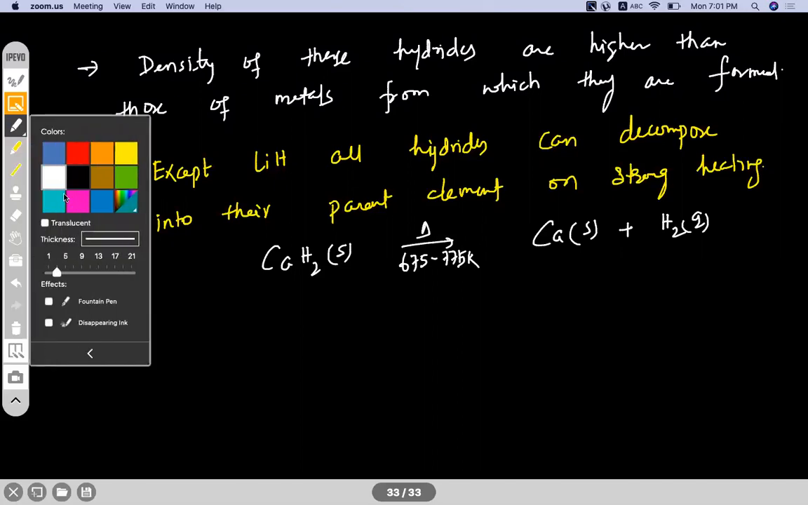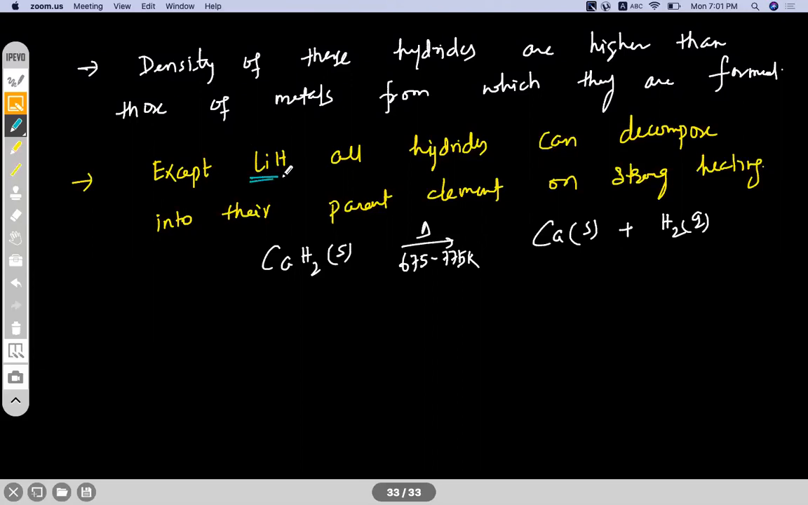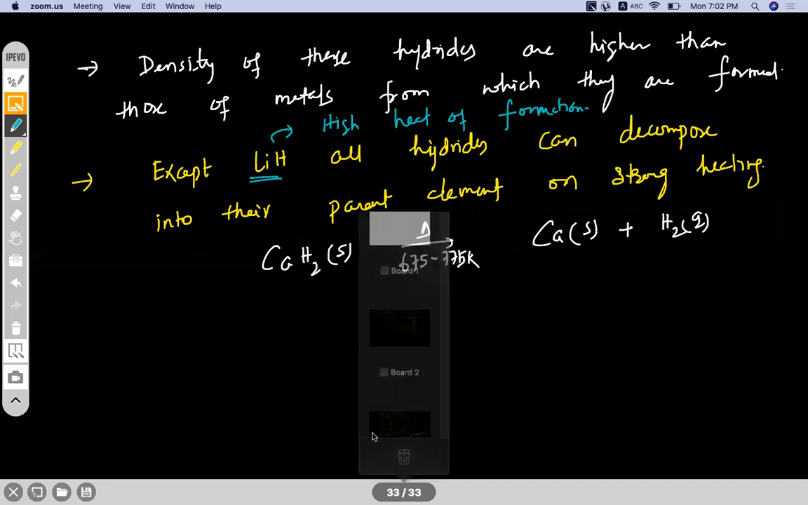LiH won't decompose since it has a very high heat of formation. Hence it is difficult to dissociate, because of the smallest size in the group. That's why lithium shows abnormal properties.